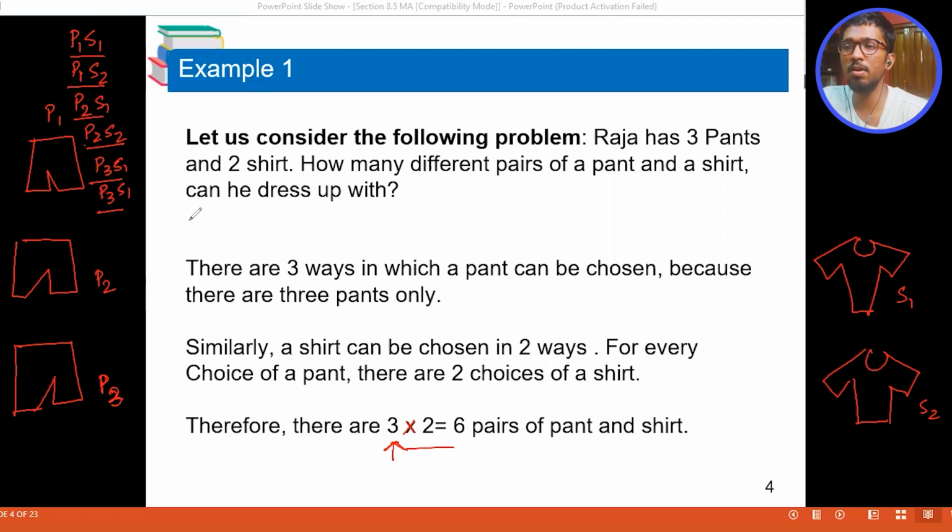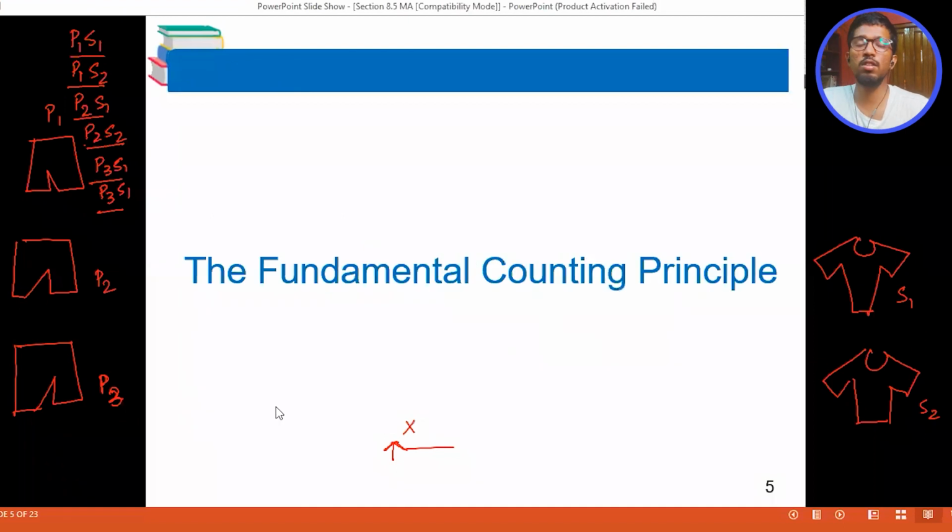So what is the formula? Let me give you the formula here. The name of this formula is the fundamental counting principle.